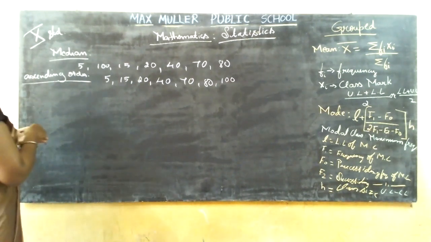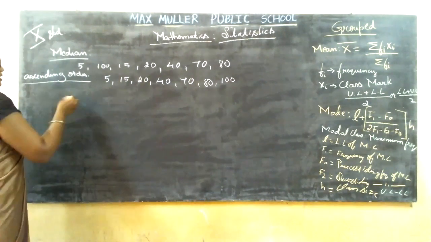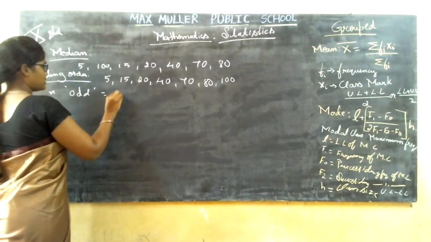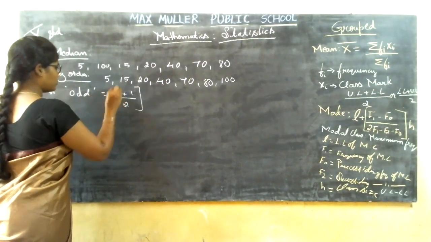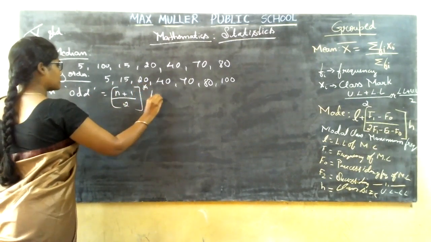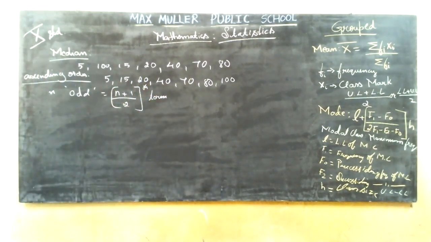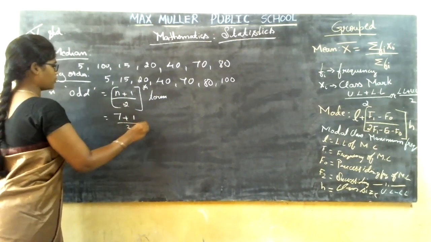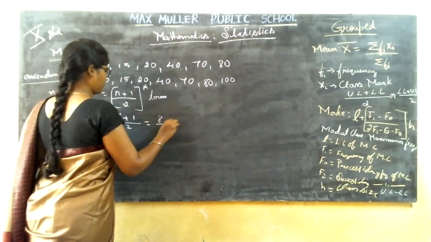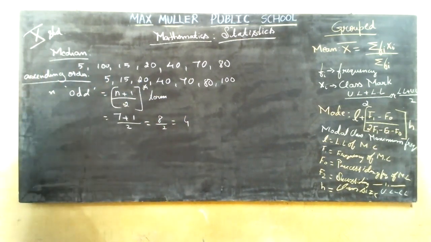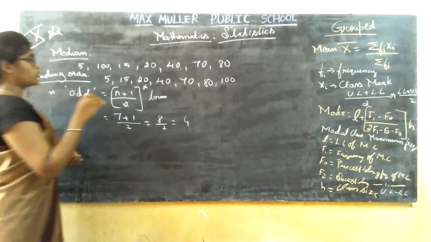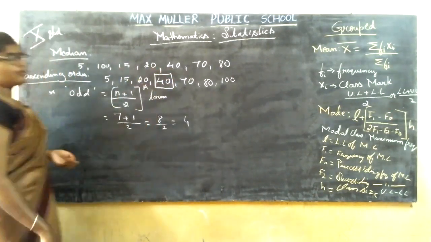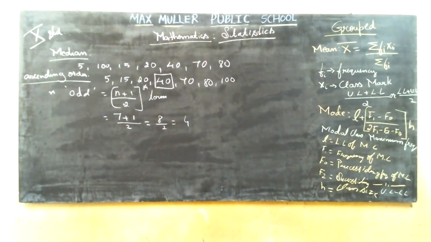So if 7 is an odd number, what is the formula for the median when n is odd? When n is odd, it is the (n plus 1) divided by 2 term. Correct? So how much is your n? 7. 7 plus 1 divided by 2 is 8 divided by 2, which is 4. Now, what is the median? It is the fourth term. What is the fourth term? 1, 2, 3, 4. So 40 is the median for the given ungrouped data.